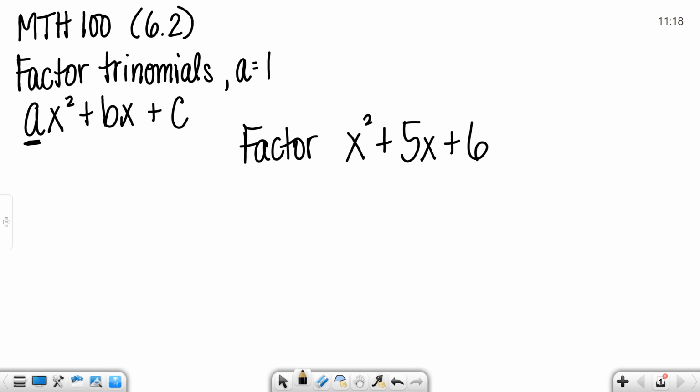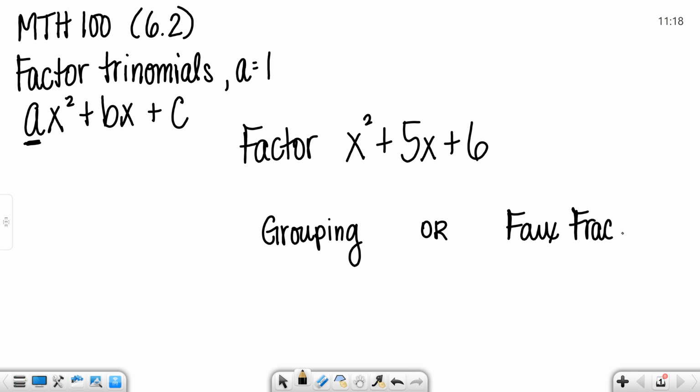All right, so the 2 methods that we are going to use is we're going to use grouping, which is the thing we learned in section 6.1, or we're going to do this thing that I like to call faux fractions. Now, a faux fraction is a fake, okay? It's not really a fraction. It's a faux fraction, okay? So some people really have a problem with that just because it's not really a fraction. But no matter which way that we do this, both ways start exactly the same.